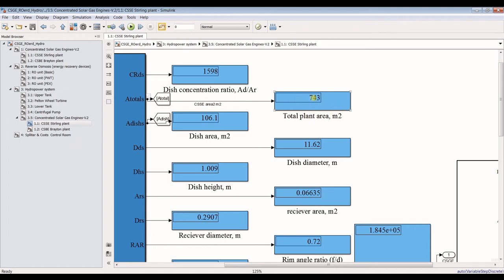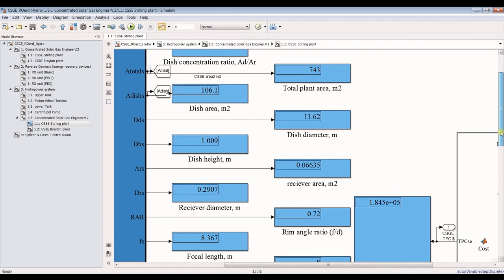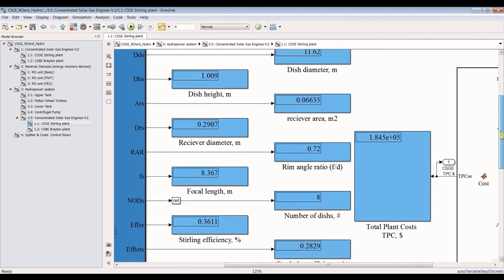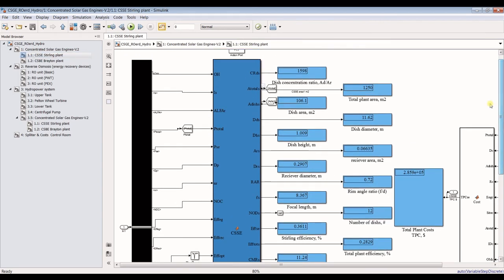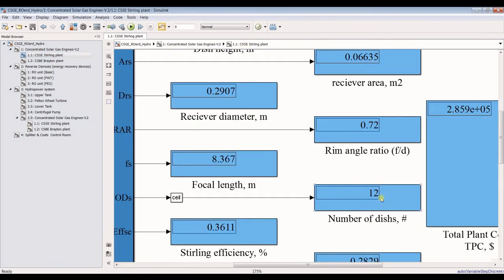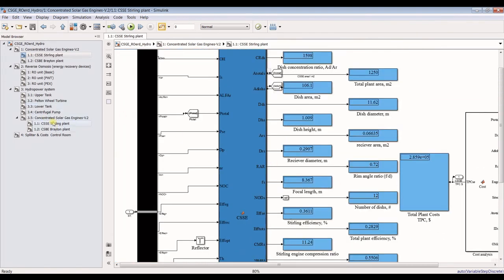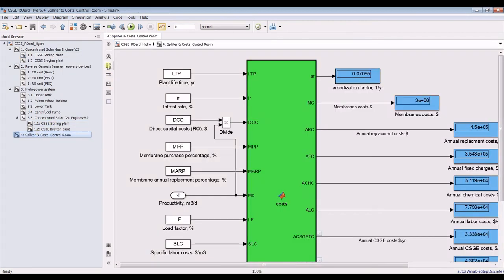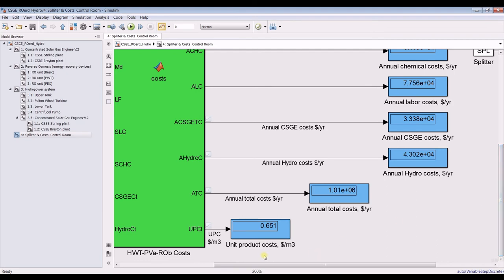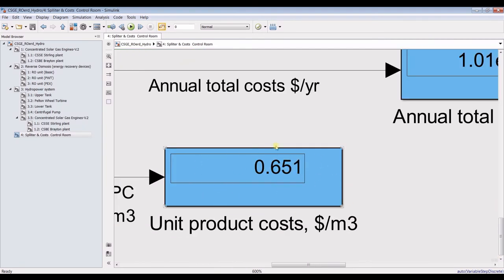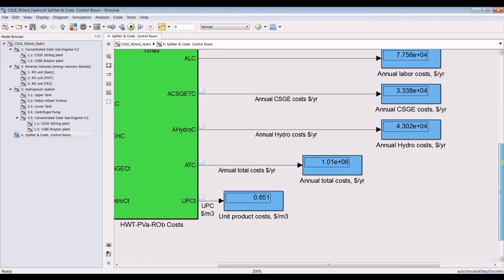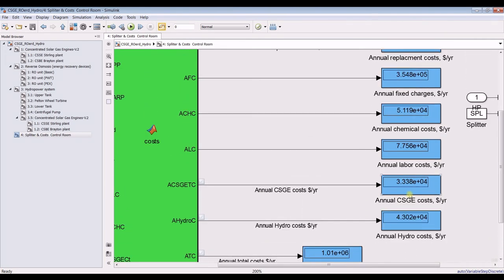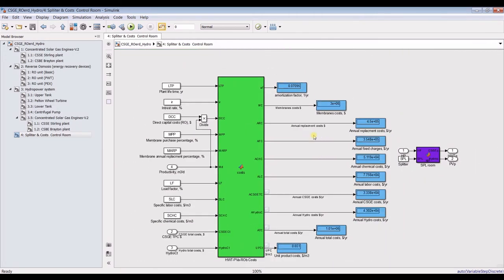We need 700 meters for the centrifugal pump, dish diameter 100 for each dish, receiver area the same. The number of dishes is 8, and for solar power we need 12, so our total is around 20 dishes, 8 for the centrifugal pump and 12 for the main source of power. And this is the control room. We can inspect the unit product cost or total water price. We have to sell one ton of water for 0.65 US dollars. You can also calculate your annual total costs, annual hydro costs, and annual concentrated solar gas engine costs, and a lot of data you can extract from this model.